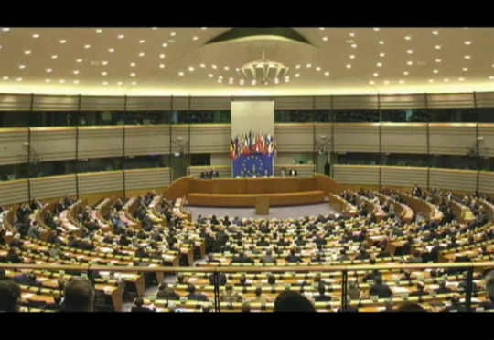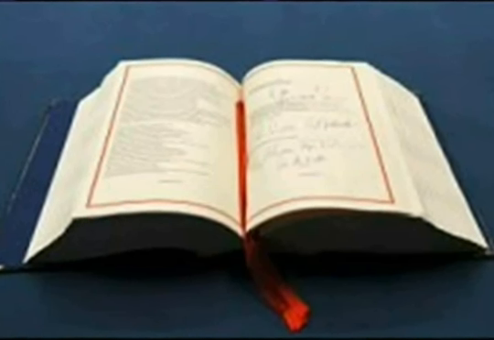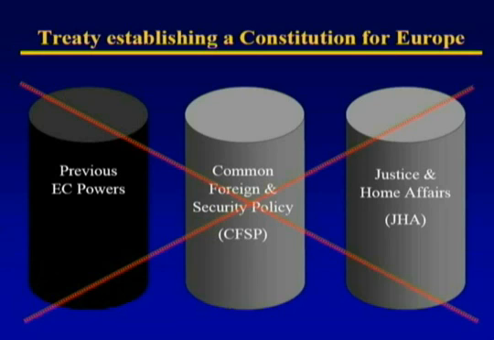After 16 months of work, the Convention completed the draft treaty establishing a constitution for Europe in the summer of 2003. The final document, the treaty establishing a constitution for Europe, was finished in 2004. So what would the Constitution do?